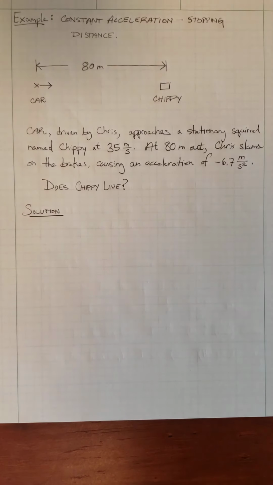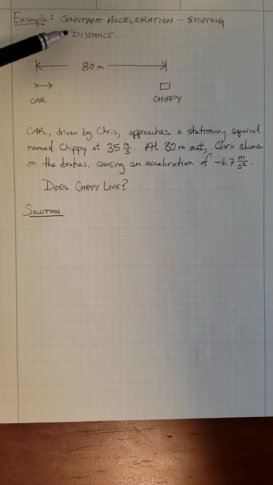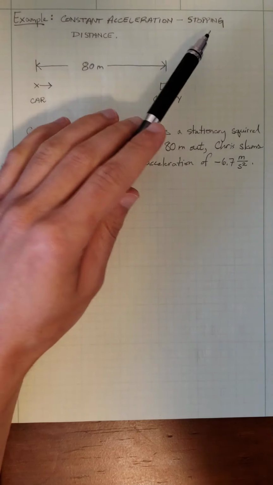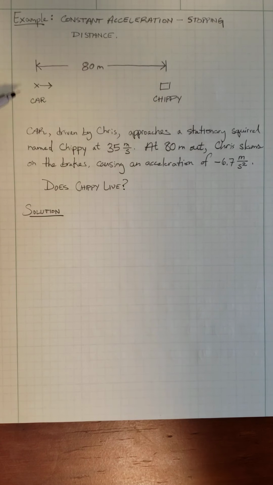Okay, the second example that I have for you this time looks at a single body under constant acceleration, and it'll use the two tools that we've developed over the past, I think, two classes. Particularly, we'll be looking in the context of stopping distance. We have a car traveling this way.